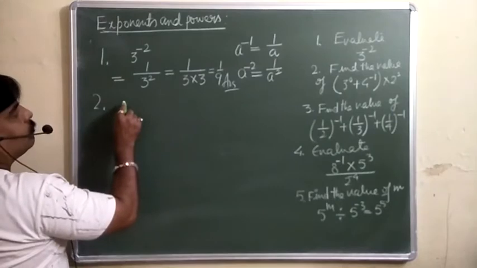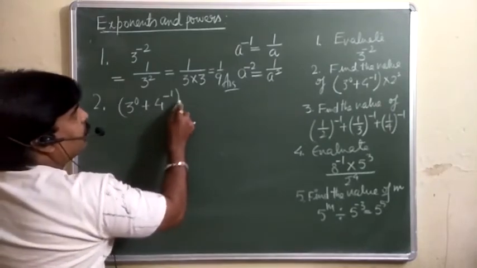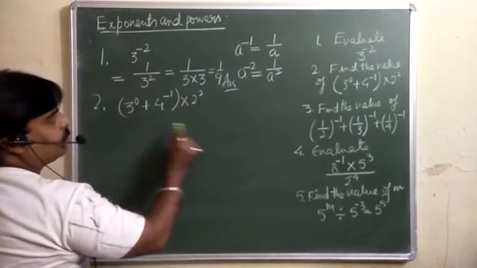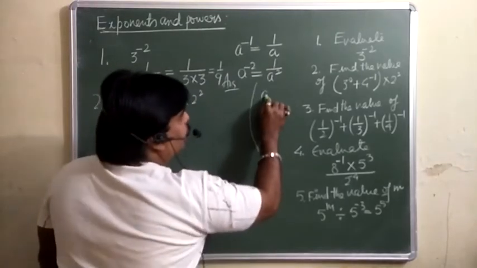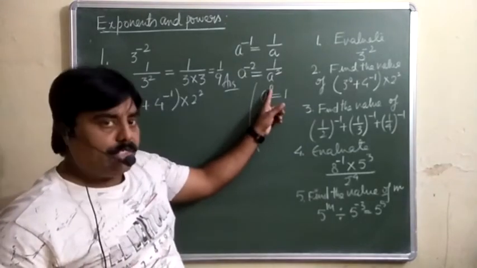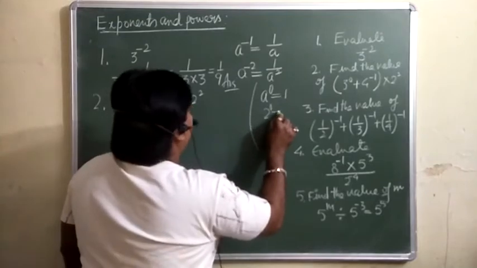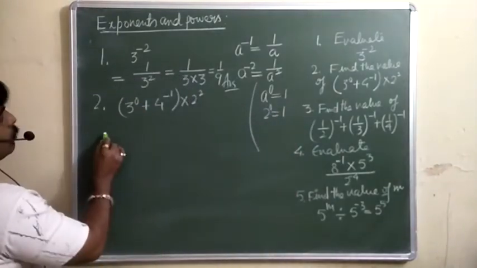Find the value of 3 raised to power 0 plus 4 raised to power -1 into 2 raised to power 2. See, this we already discussed. If the exponent of any number is 0, then that is always equal to 1. 2 raised to power 0 will be equal to 1. 3 raised to power 0 will be 1.